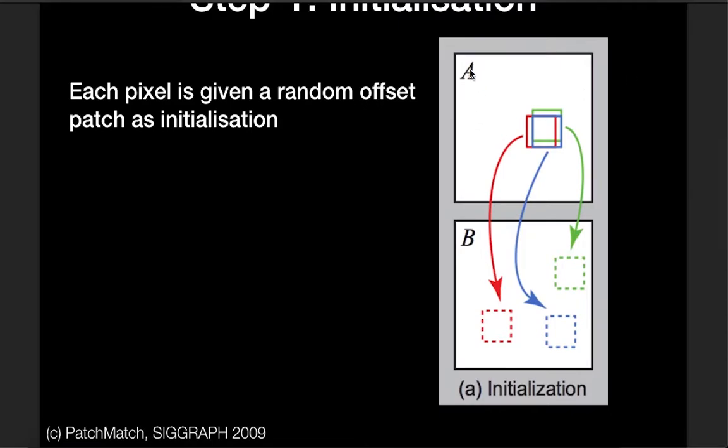So let's say this is your image. Every pixel is mapping to some random pixel in this image, and so on. Every pixel in the first image is given a random offset. So you have this random field where these pixels are mapped to another in a random way.